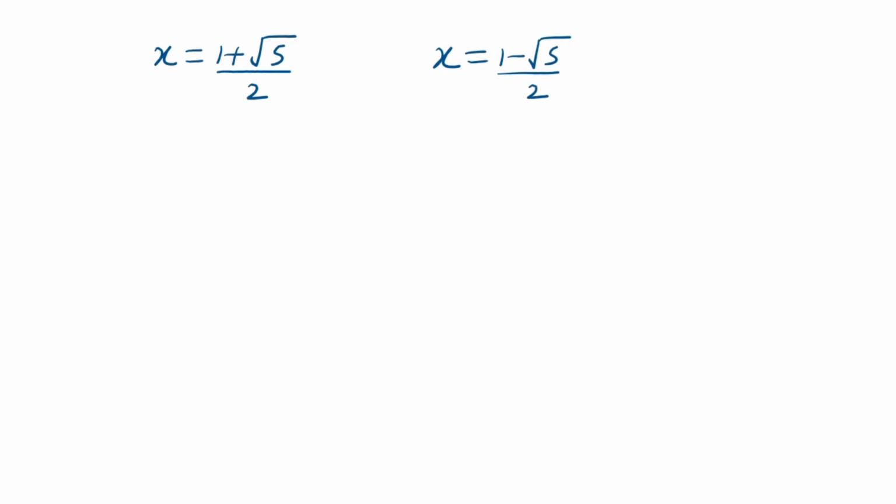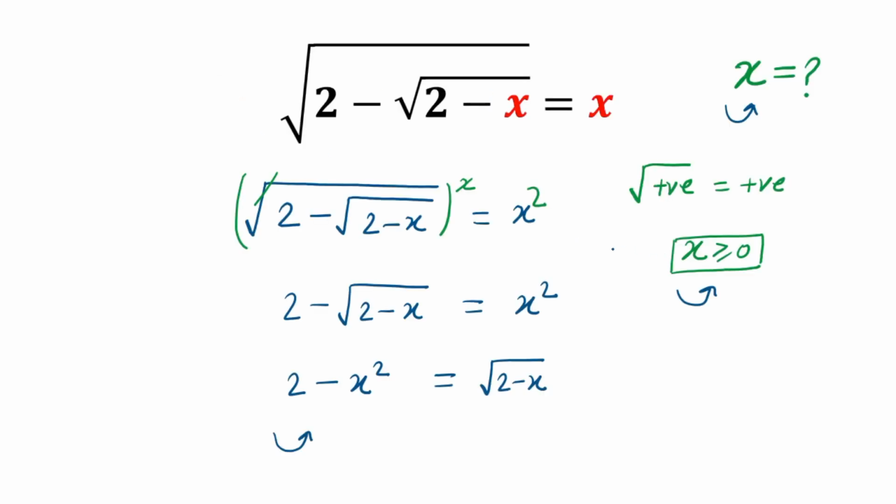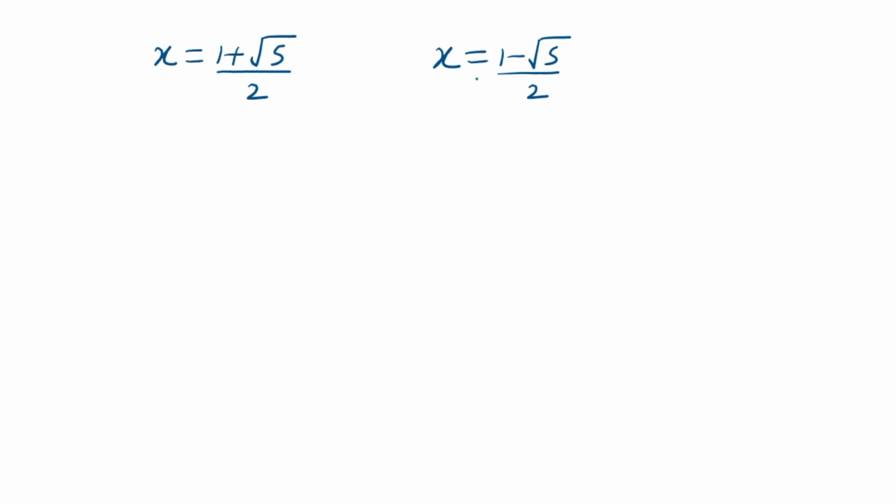And here are two conditions. The first condition is x is greater than or equal to 0, and the second condition is x square is less than or equal to 2. Look carefully at this number. Here square root of 5 is greater than 1. It means 1 minus square root of 5 is less than 0. It means 1 minus square root of 5 is a negative number. So this value of x is rejected because our first condition says x must be positive.